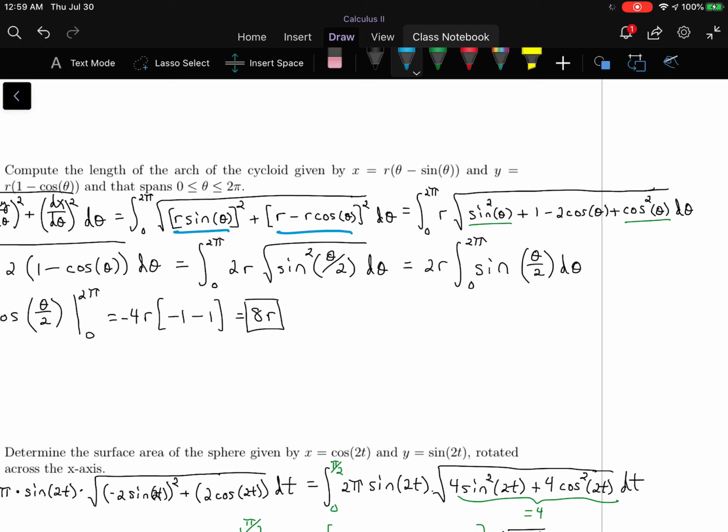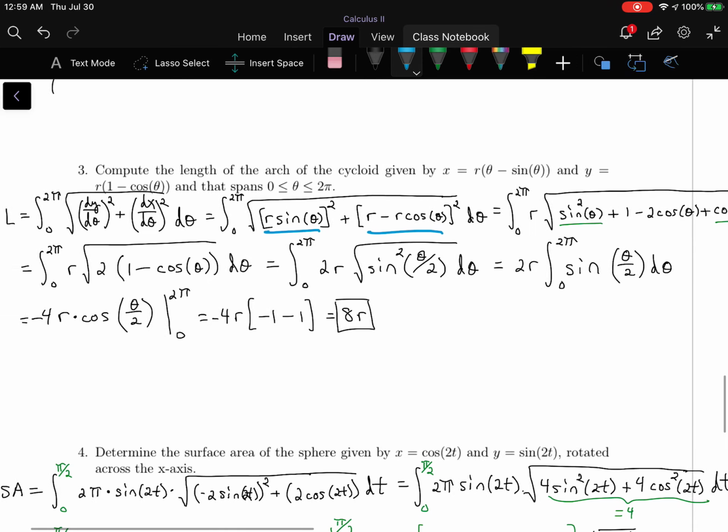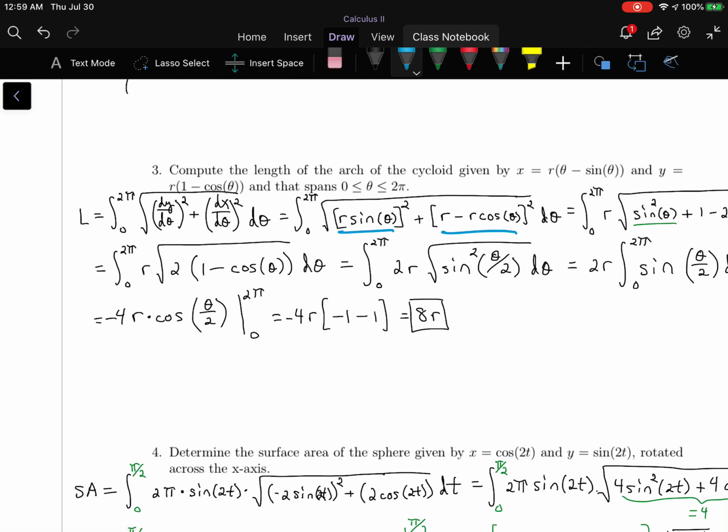Now I see that I'm going to get an r squared from both of those terms, which I can bring out of the square root as r. And when I expand, I have a sine squared plus 1 minus 2 cosine theta plus cosine squared. What I've underlined in green is an identity, sine squared plus cosine squared, and we know that to be 1, which is why this then becomes 2 minus 2 cosine theta, and I factored out the 2 in the next step.